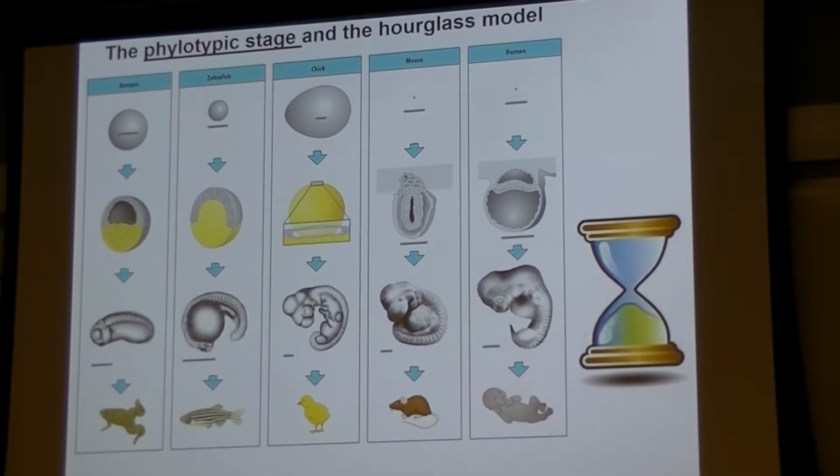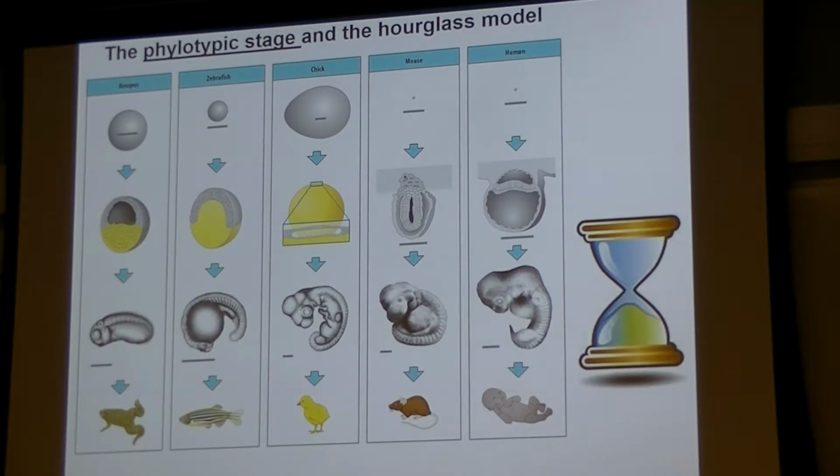And part of the reason for that is that all of these organisms have, to some degree, similar goals. They need to establish a body plan where they have a head and a tail and a left and a right and a back and a front. They all need to make organs, and they all need to go through cell differentiation. So that may be one reason that contributes to at least this similarity.